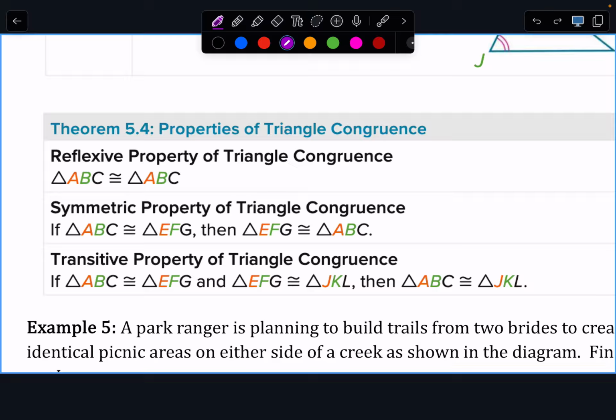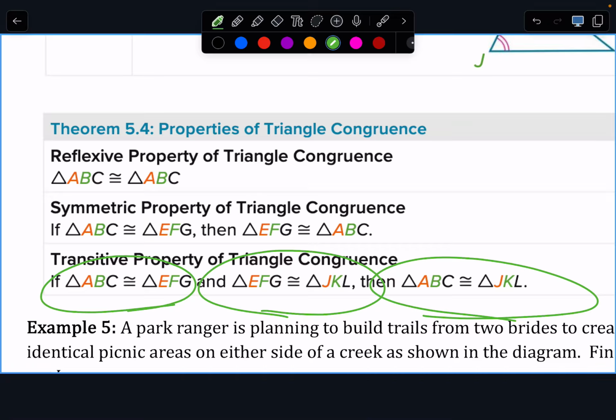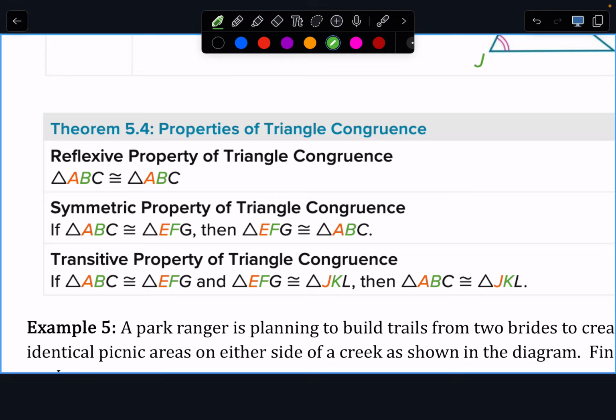We have the same properties of congruency and equality with triangles as we do with segments and angles. We have the reflexive property where a triangle is congruent to itself. We have the symmetric property where we can flip across the congruent sign. And then we have the transitive property. I don't know if you'll ever have to use these, but they're there.